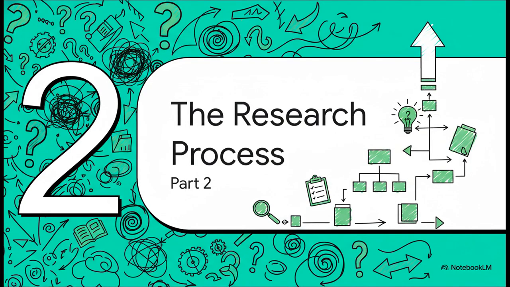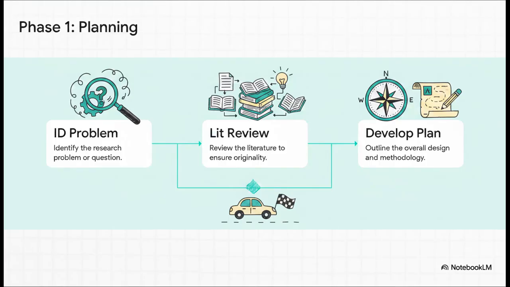Moving right along to Part 2, the research process. Turning the total unknown into a highly systematic journey always starts right here in Phase 1, planning. First things first, you have to identify the research problem. Like, what is the actual knowledge gap you're trying to fill? Next up, review the literature. You really want to make sure you aren't just reinventing the wheel. And finally, develop a solid research plan that outlines your methodology, your sample size, and your data collection tools. Think of it like this: you absolutely need this map before you start driving.